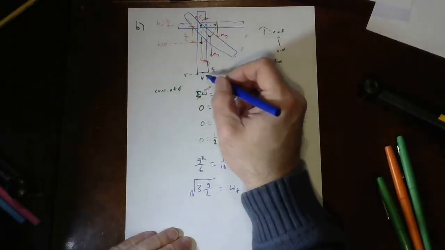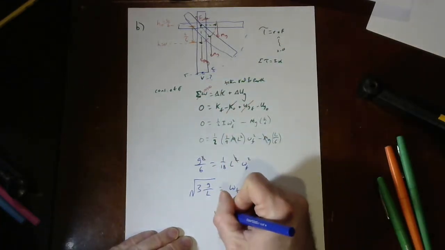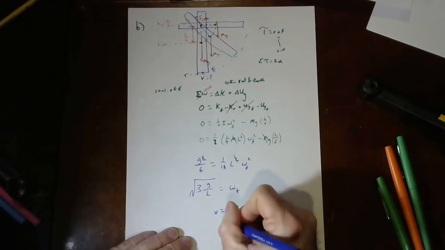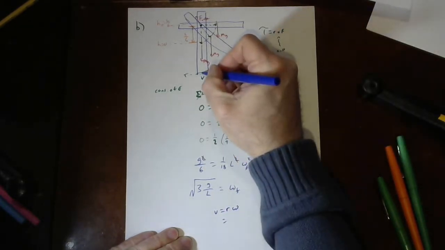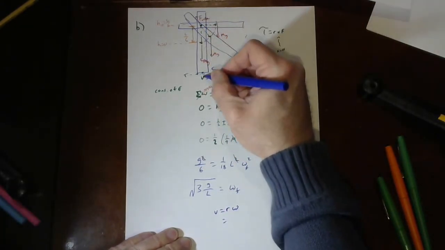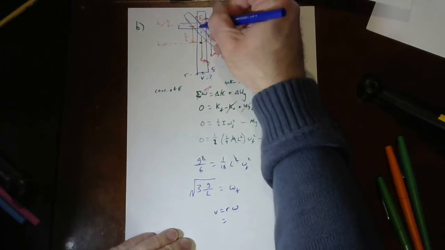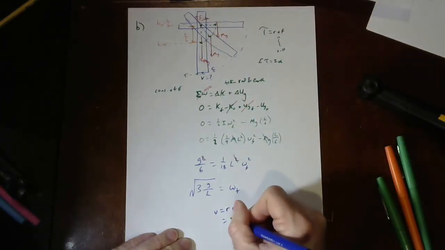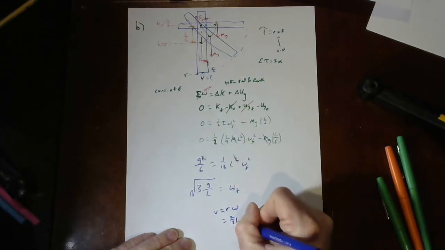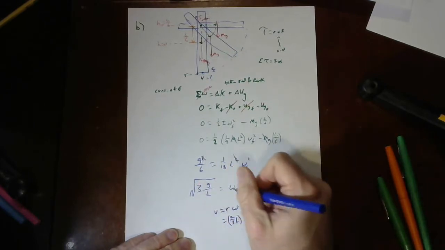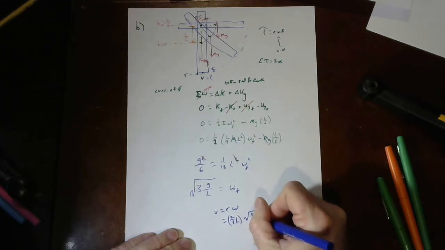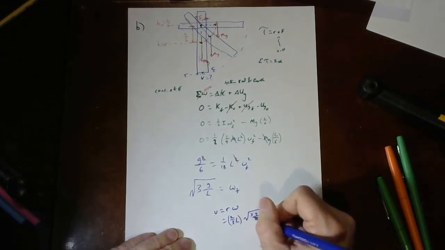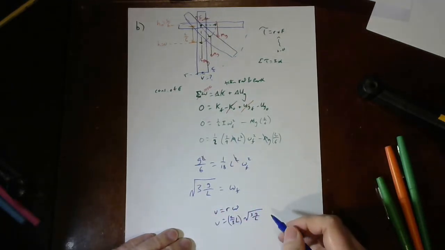You say, but we want to find the speed at the end. How do I do that? Well, V is R omega, right? But the R here, we're talking about at the end of the bar. What's this distance? Remember, this is 1/3 of L, so this is 2/3 L. I didn't draw this to scale well at all. So that R is 2/3 L, and then omega was the root of 3G over L. Okay, so that's my V.